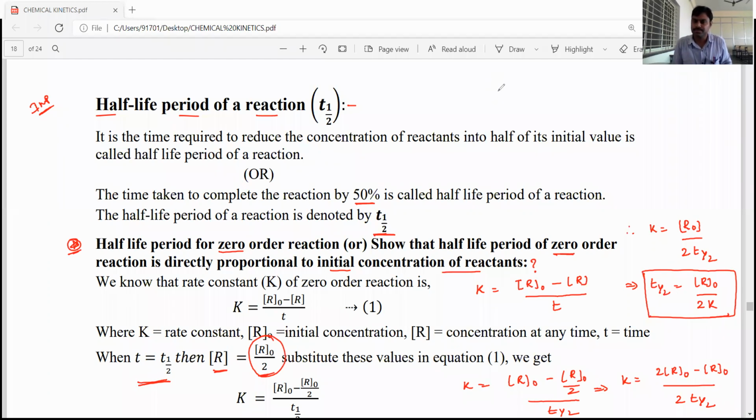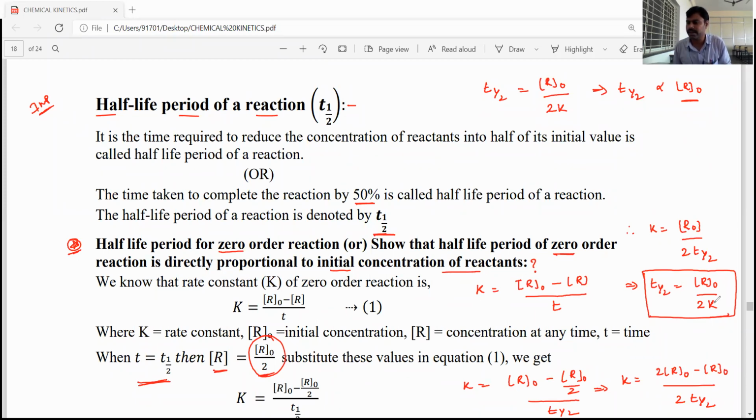If you observe, for zero order reactions, half-life is equal to R naught, initial concentration, by 2K. The K is the rate constant. That's why T half is directly proportional to the initial concentration of reactant. So if they ask to derive the half-life period for zero order reaction, we need to write T half is equal to R naught by 2K. Or if they ask to prove that half-life period for zero order reactions is directly proportional to the initial concentration of reactant, you just have to derive the T half formula.